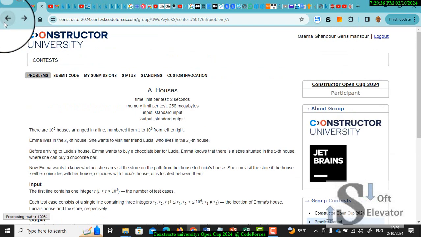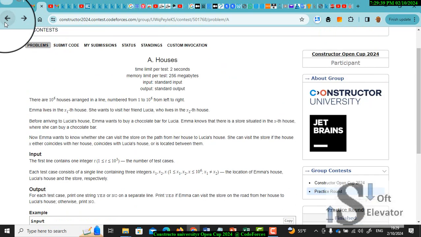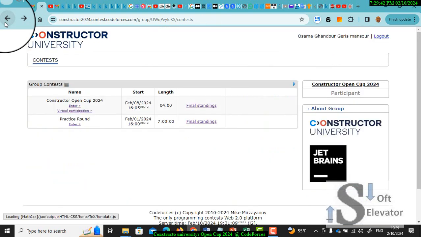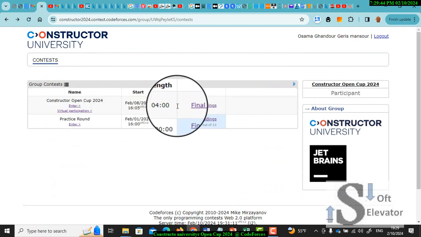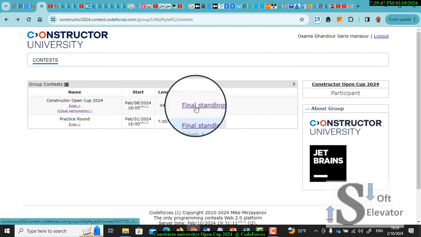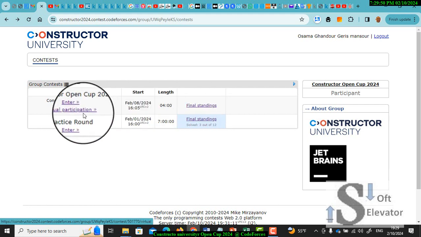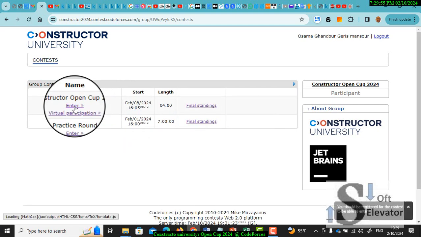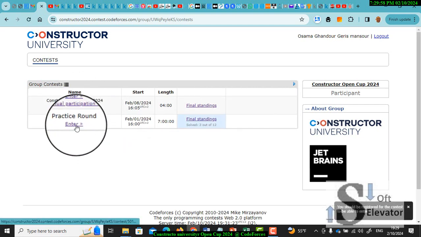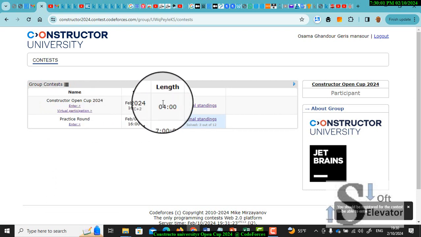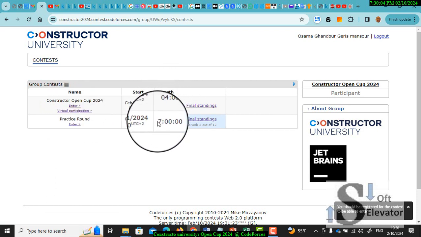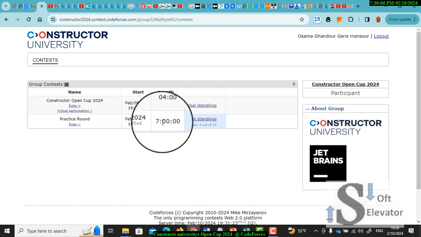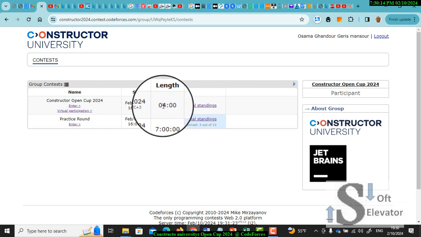When you go here, this is the final standing, the final standing of this cup 2024. So prepare yourself very well through practicing, and then enter this one for a length of 4 hours. The practice round lasts 7 days, 1 week. But this one is for only 4 hours.